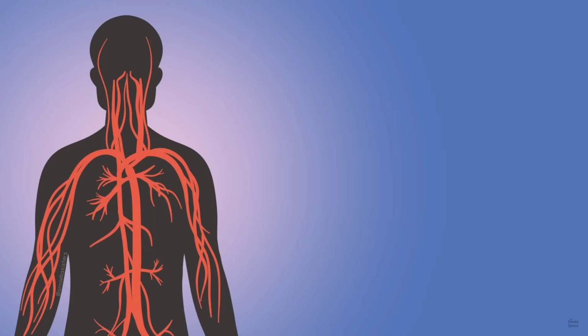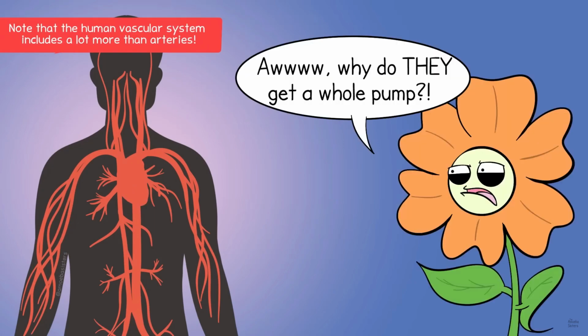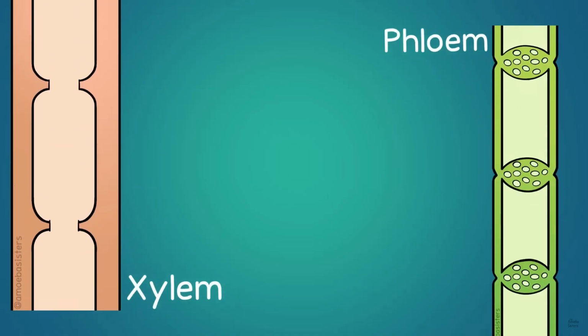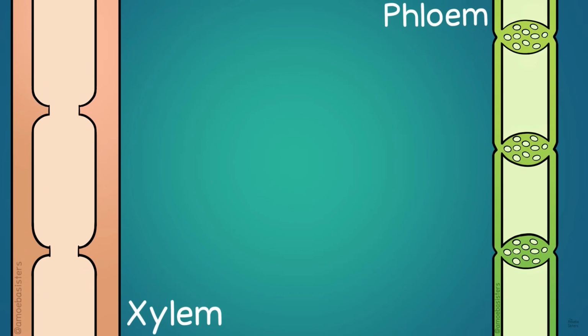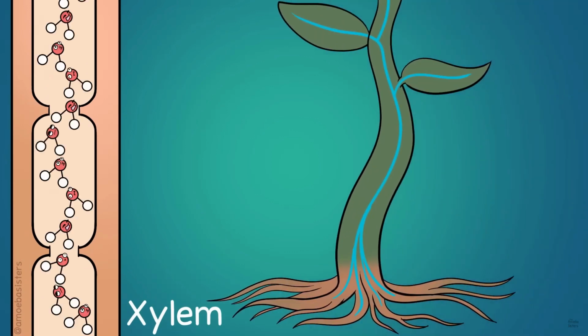Recall in the human body, your vascular system includes arteries. Well, plants don't have arteries, or blood for that matter. When we're talking about a vascular system in plants, we're talking about 2 major types of tubes, or vessels, called the xylem and phloem. The xylem carries water. Xylem is found throughout a vascular plant. Water is absorbed from the roots of a vascular plant and carried upwards.